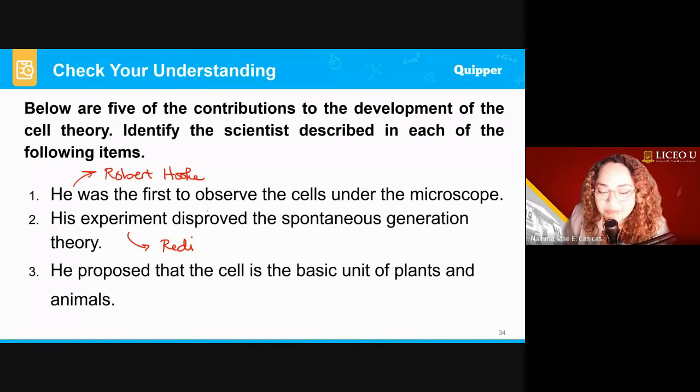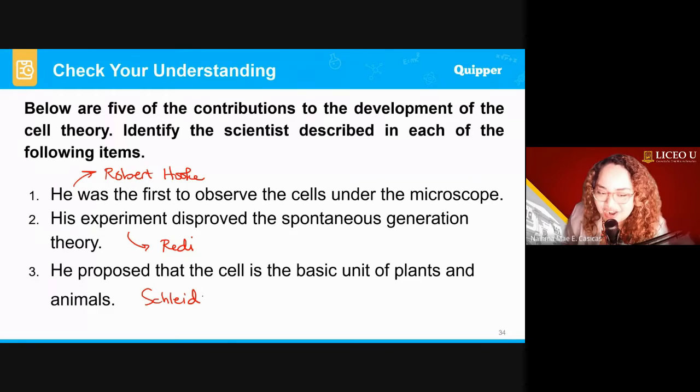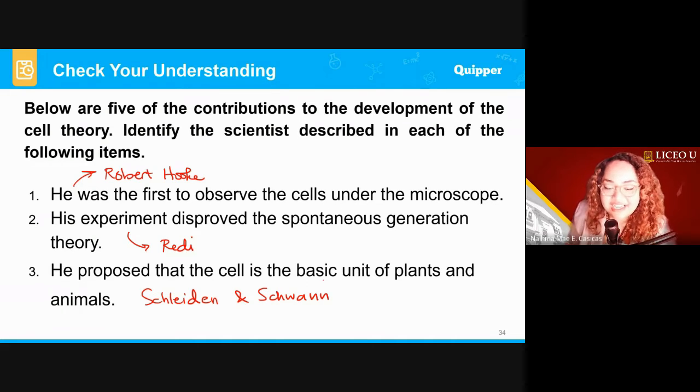Number three, he proposed that the cell is the basic unit of plants and animals. There are actually two people behind this. Who were those two people? Yes, Janelle. Matthias Schleiden and Theodor Schwann, ma'am. Schwann. Okay, Schleiden and Schwann. Okay, so that is Schleiden and Schwann.